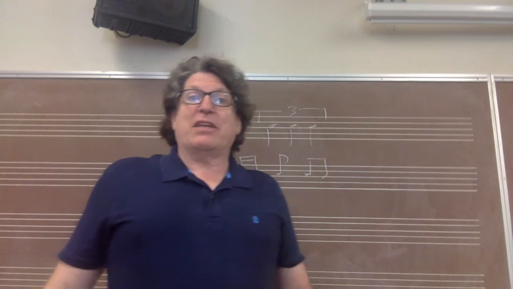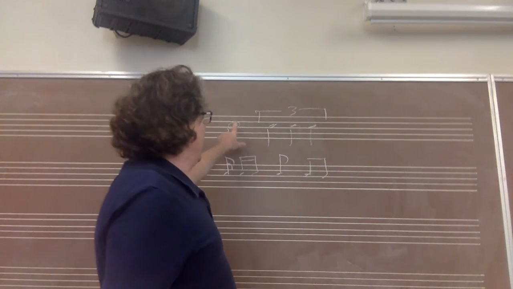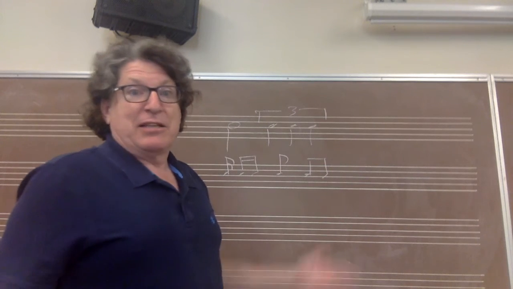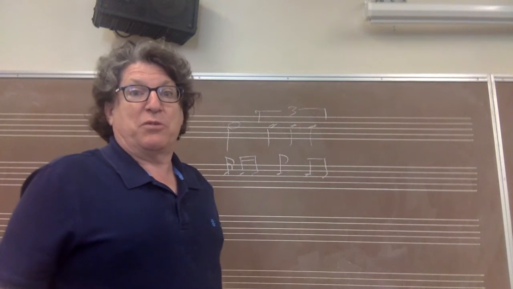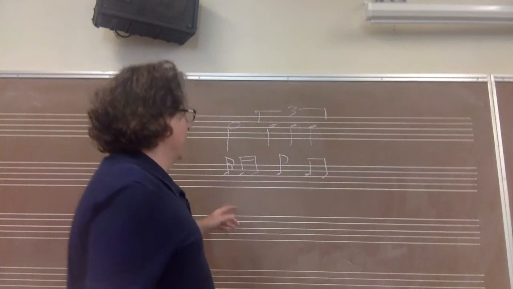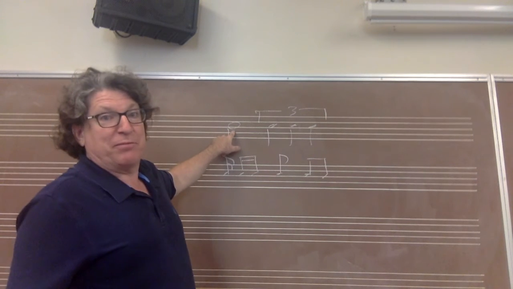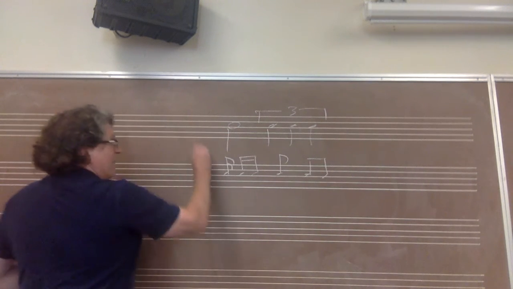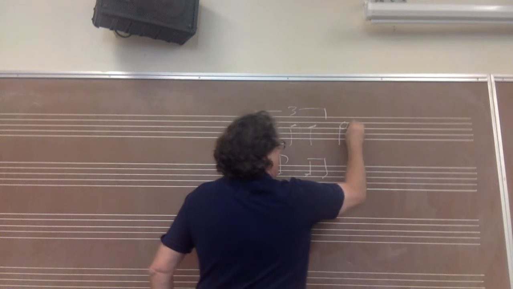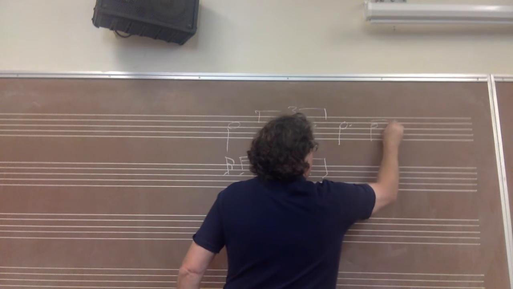That's it. Now the book has a thing on dots. Dots just take half the value and add it back in. A tie means you connect 2 notes as if they're 1. Add them together. So a dotted half is equal to a half plus a quarter. So I could write a dotted half as a dot or a tie.